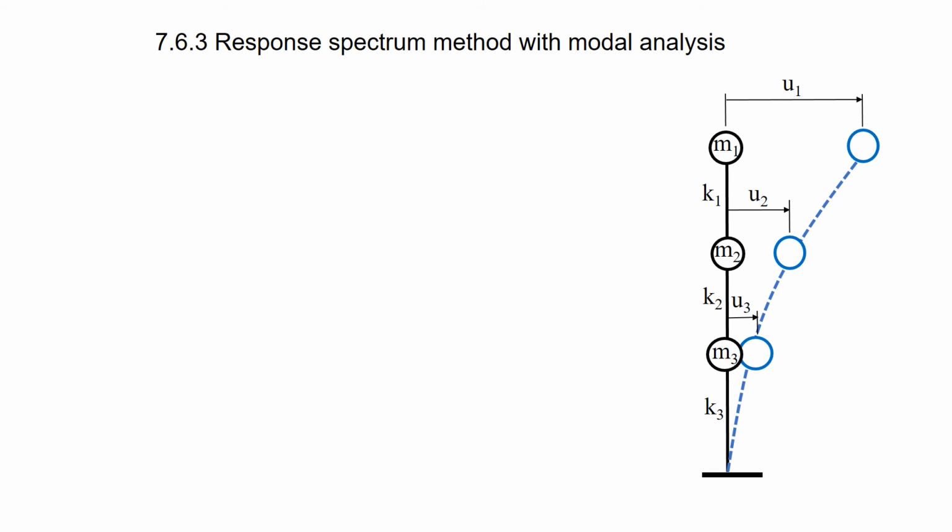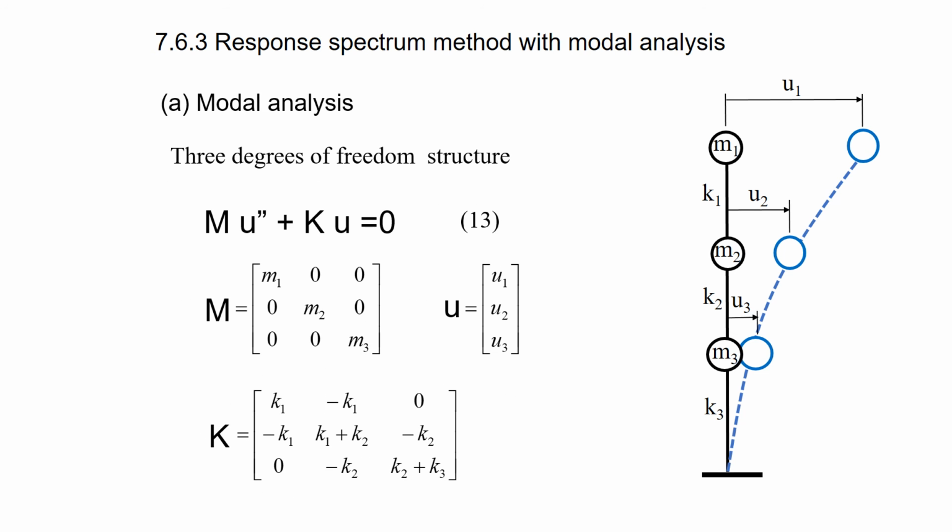7.6.3 Response spectrum method with modal analysis. In this method, you have to understand 2 concepts, modal analysis and response spectrum. A. Modal analysis. Look at this 3 degrees of freedom structure. You already learned its dynamic equation consisting of mass matrix, displacement vector, and stiffness matrix.